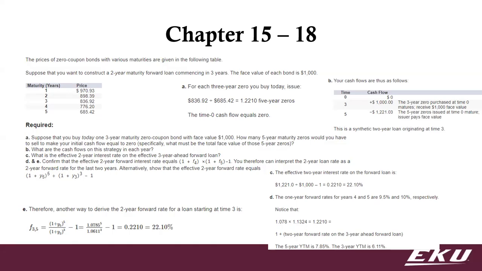As for part B, we're looking at the cash flows from that, because we're going to buy the 3 year now, and then we're going to pay the 5 years later. So this would look like a loan that happens in year 3, and then we pay it back in year 5. If you look at the cash flows, that's what that would look like. And then we can calculate the effective rates on that.